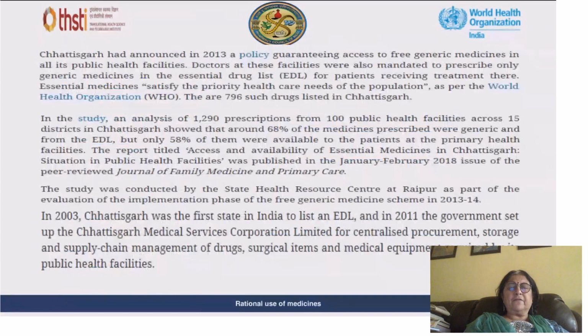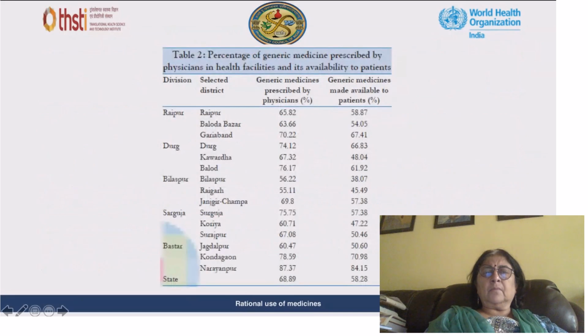Chhattisgarh was the first state in India to list an essential drug list, and in 2011, the government set up the Chhattisgarh Medical Services Corporation Limited for centralized procurement. It is possible in a smaller state, but Tamil Nadu also has a wonderful centralized procurement system, which works very well for Tamil Nadu.